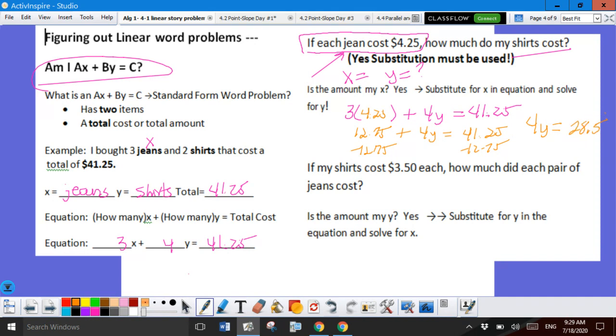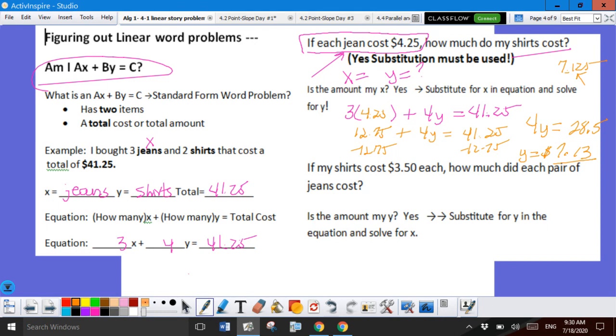28.5. Dividing by 4, I come up with Y equaling, and this is money, 7.13. Now remember, that was 7.125, but this is money, so you need to make sure and round to that second hundredths decimal spot appropriately. So $7.13 would be the cost of the shirts, okay?